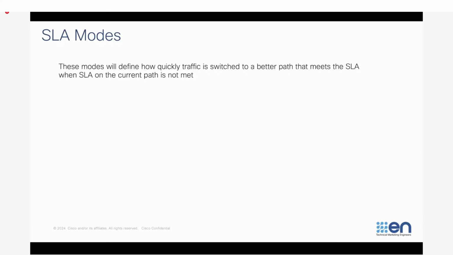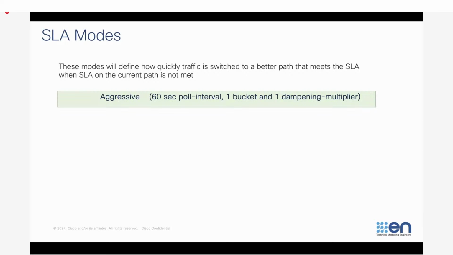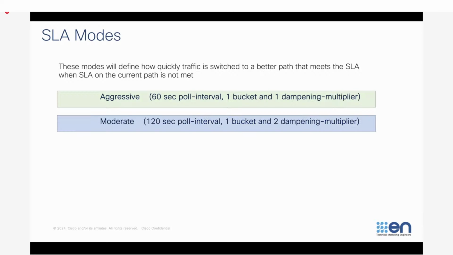Now, if you have a mode called aggressive, we'll be able to switch the traffic to a best performing tunnel in 60 seconds. And these, like we talked about, the bucket is nothing but the number of seconds to wait to bring it out of SLA. And then the dampening multiplier is going to be defining the dampening window. How long do you wait, monitoring for the tunnel to be stable, before again putting the traffic back into forwarding.